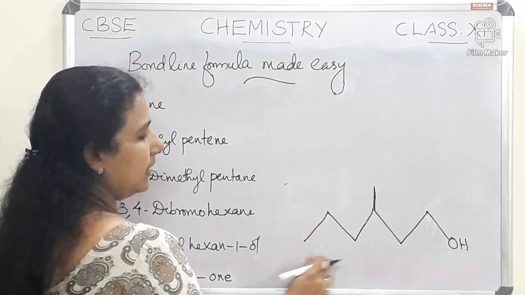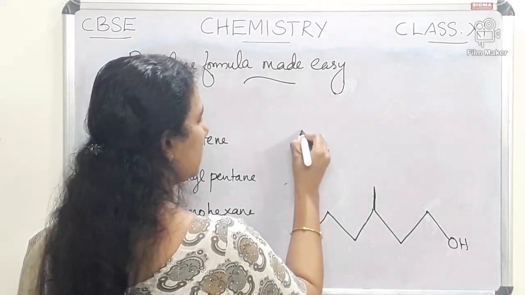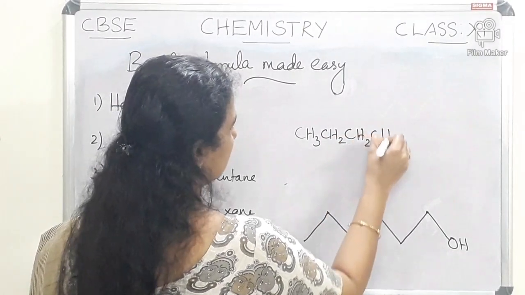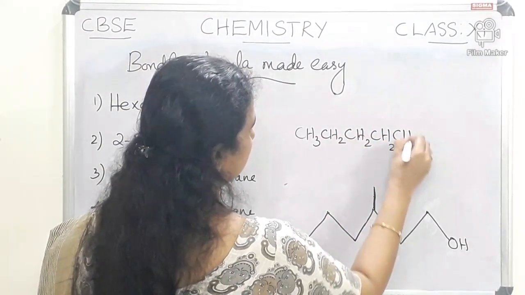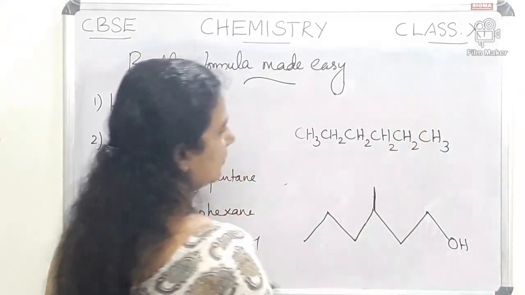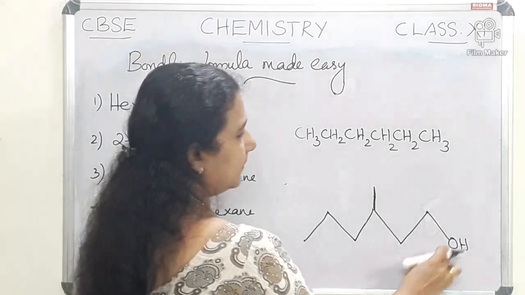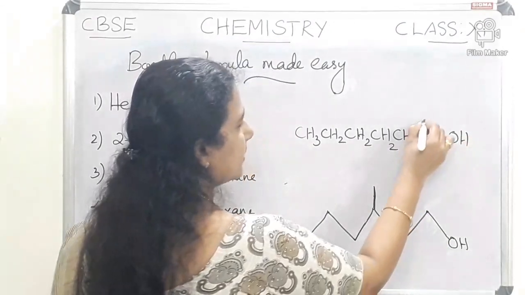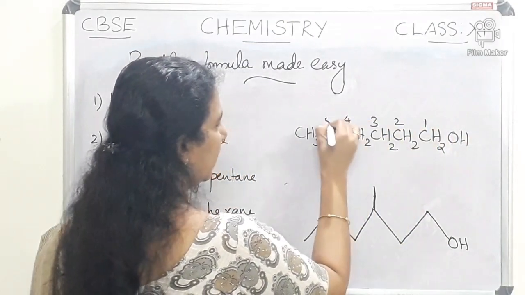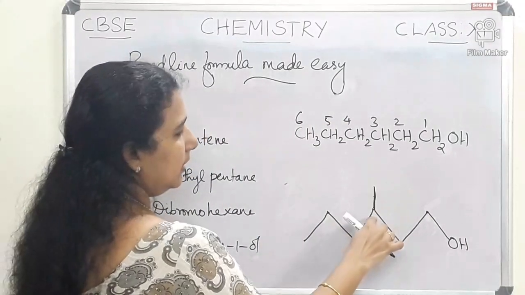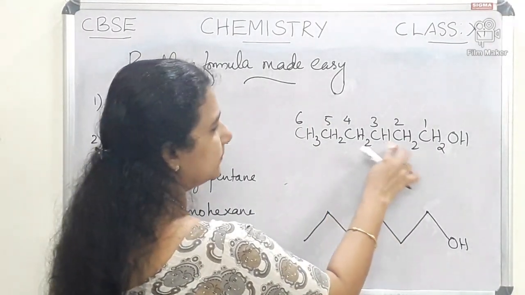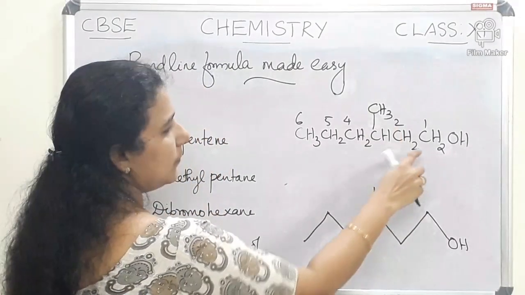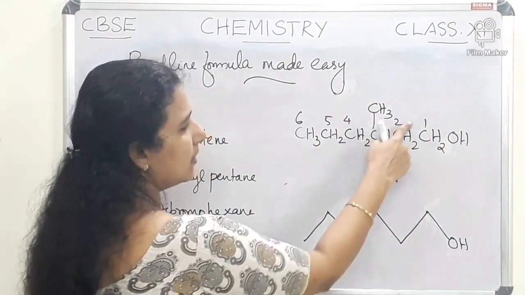So this is 3-methyl-hexane-1-ol. So we know that CH3, CH2, CH2, so this is hexane, and if it is hexanol, this will be CH2OH, and this is the first position, second, third, fourth, fifth and sixth. Then third position methyl group means this is the methyl group. So first position OH group, third position methyl group.